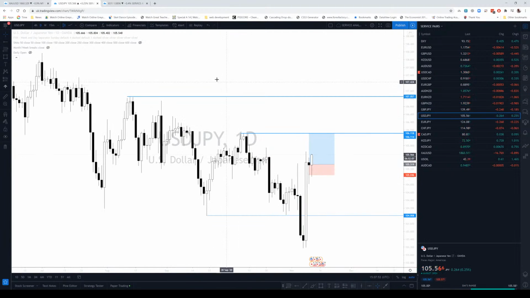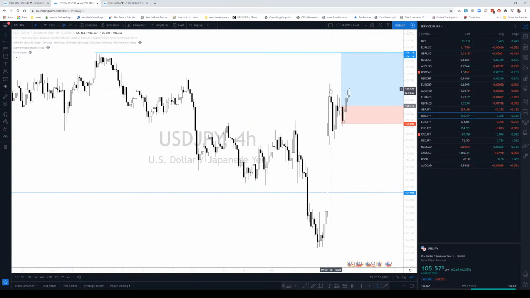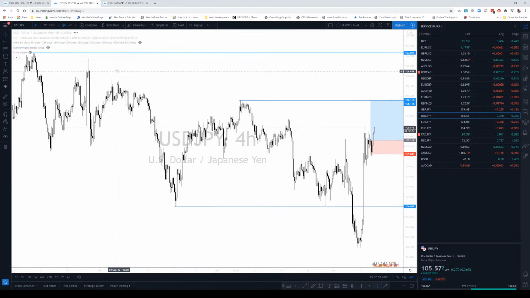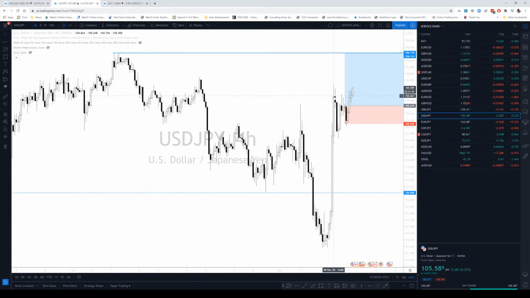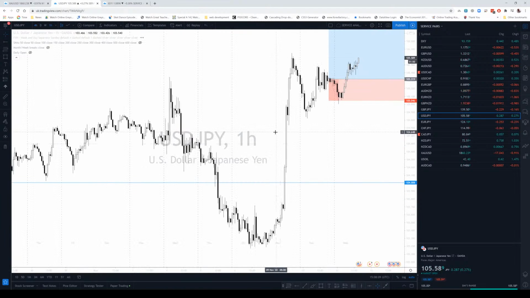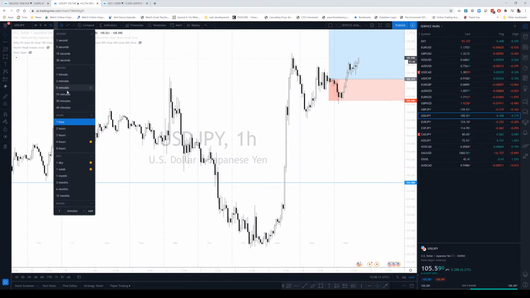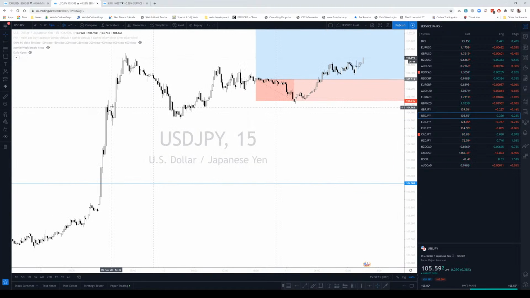Dollar yen, another pair that I mentioned that you can jump in and look for these levels. So I'm still long. I did pull back. I think I got in. See where I got in at. On the 15 minutes time frame, I got in here.